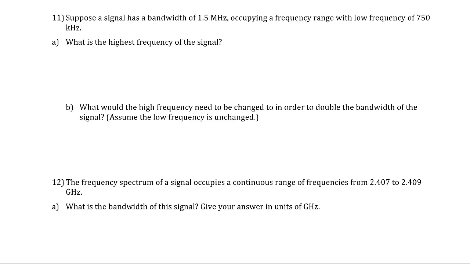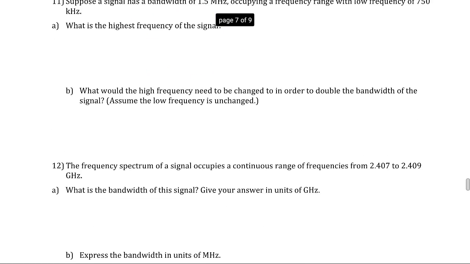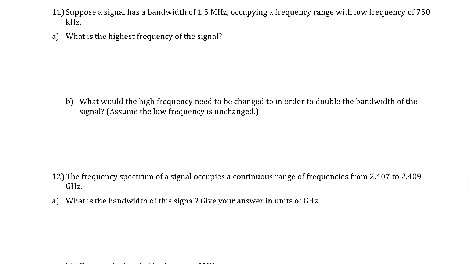Alright, here's a video doing a bandwidth example problem, and I'm doing the one at the top of the page here. And this one says, suppose a signal has a bandwidth of 1.5 megahertz, occupying a frequency range with low frequency of 750 kilohertz. What is the highest frequency of the signal?